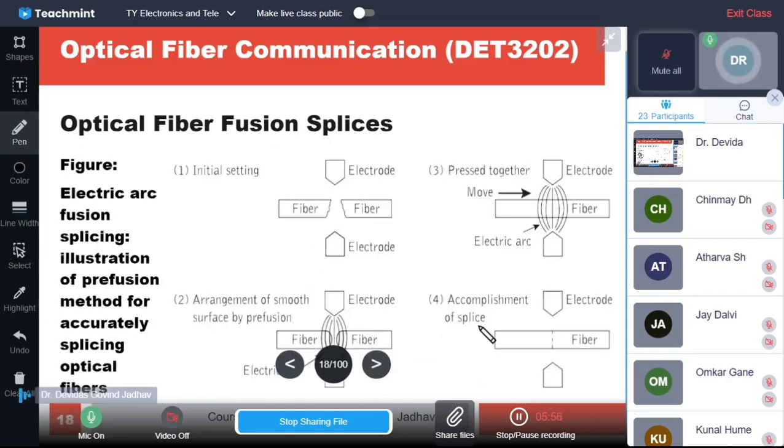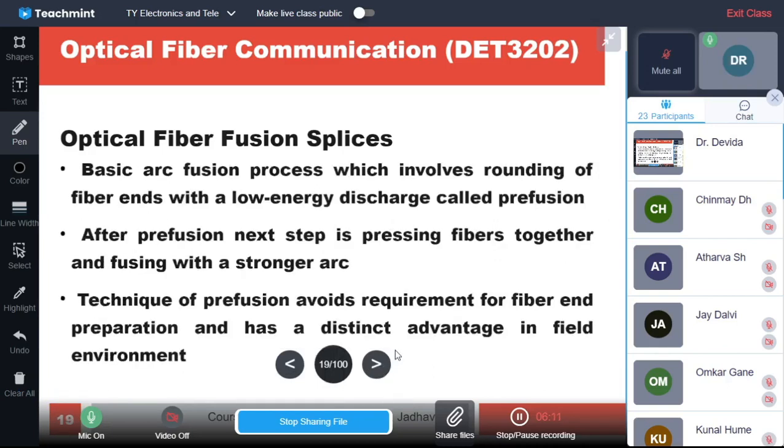the accomplishment of the splice there in 4 steps. Initial setting will be there, arrangement of the smooth surface by pre-fusion is there, then the fibers are pressed together and heat is applied, and then the splice is accomplished. These are the 4 steps.